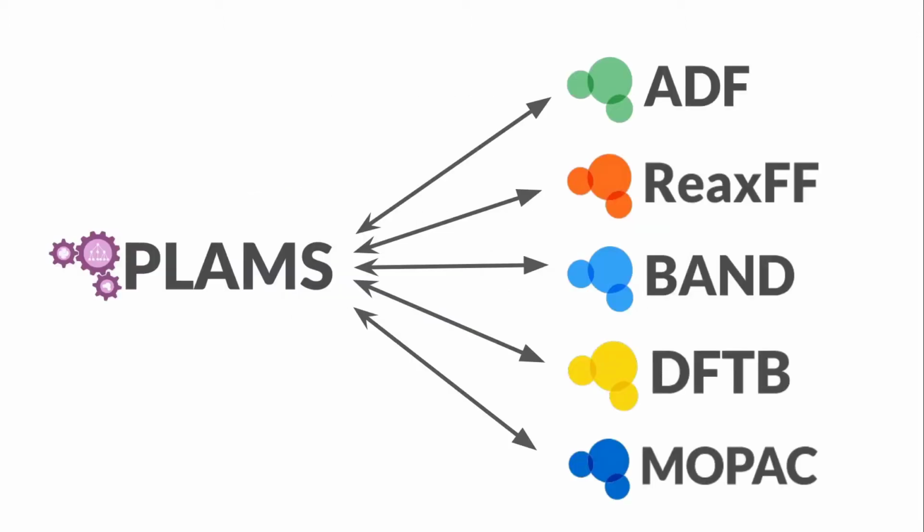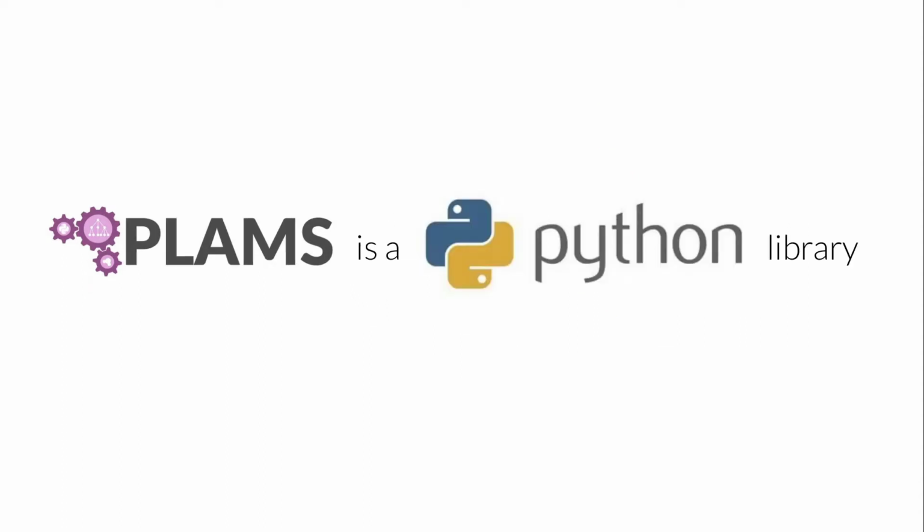All the main engines of the Amsterdam Modeling Suite can be used in combination with PLAMS, and your workflows can combine different engines. PLAMS is a Python library, which means you need to be somewhat familiar with the Python language in order to use it. If you don't know Python but would like to learn it, there is a huge amount of material online to help you get started. But even if you're not familiar with Python, you can still follow this video and get a taste of what PLAMS is about, and it will hopefully stimulate you to learn more about it.